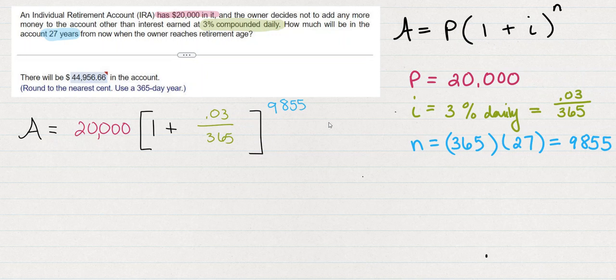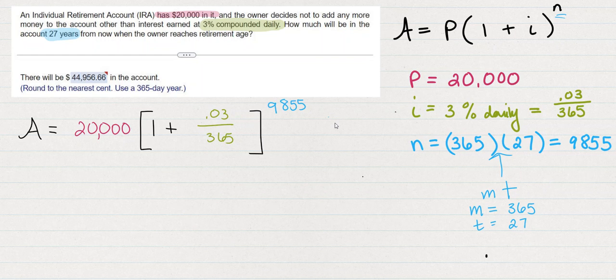9,855. Now let me mention one other way you might have done this is that sometimes instead of saying raised to the n power, you'll see an MT, where M is how many times it's compounded in a time period. That'd be 365 if it's daily, and T is the number of years. But notice that that's the same thing we did here to get the N, the number of compoundings.